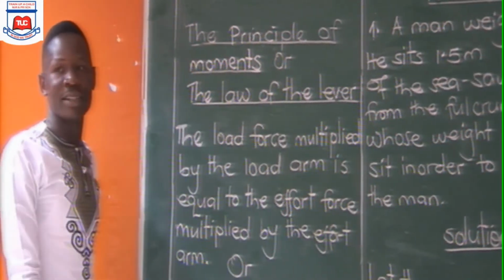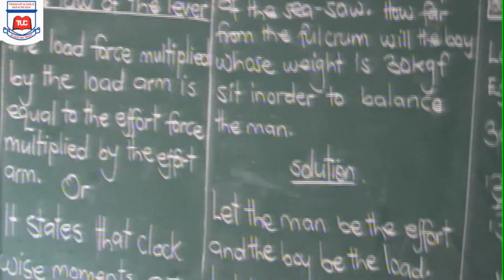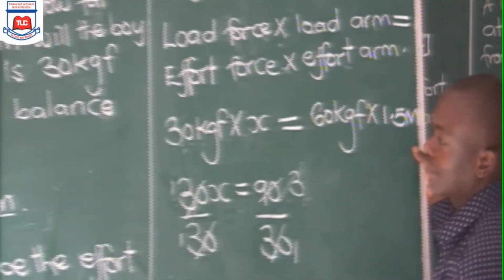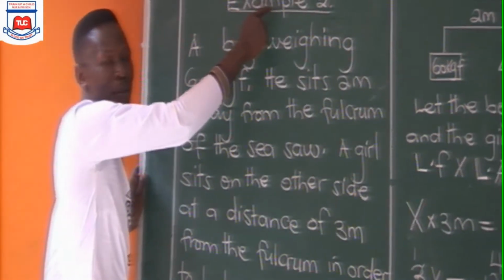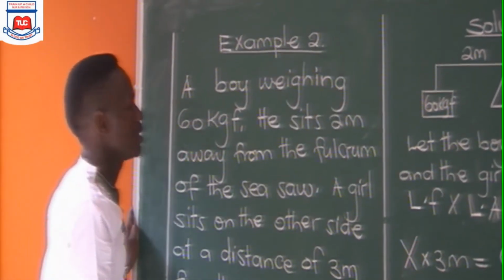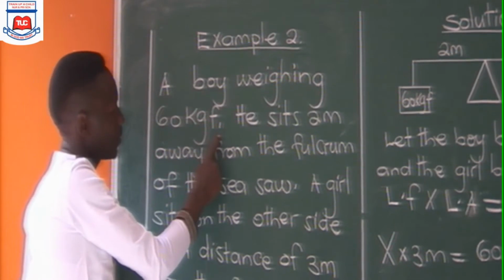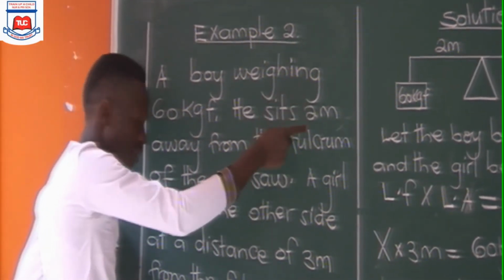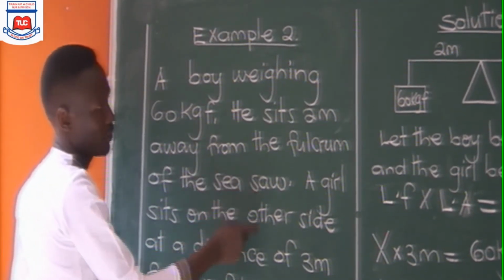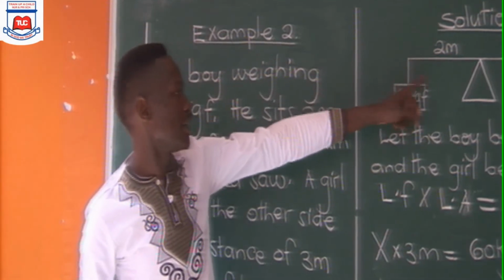That's not the only example. We have another example here. So we have example 2. Example 2 says, a boy weighing 60 kilogram force sits 2 meters away from the fulcrum or pivot of the seesaw. We've actually used the same example of a simple machine, seesaw, and it's under first class levers.